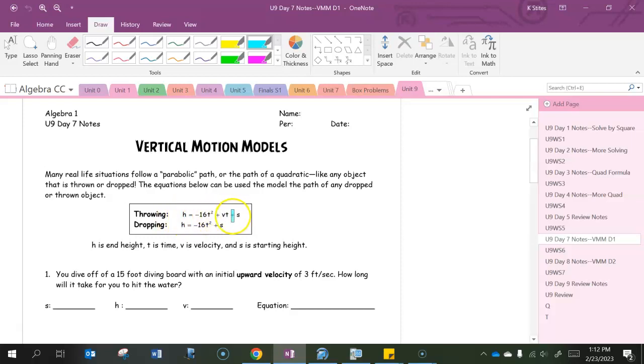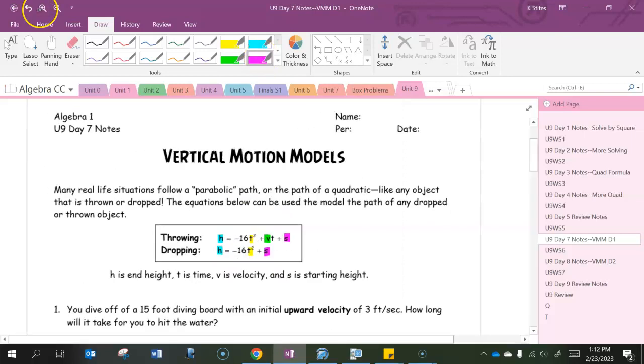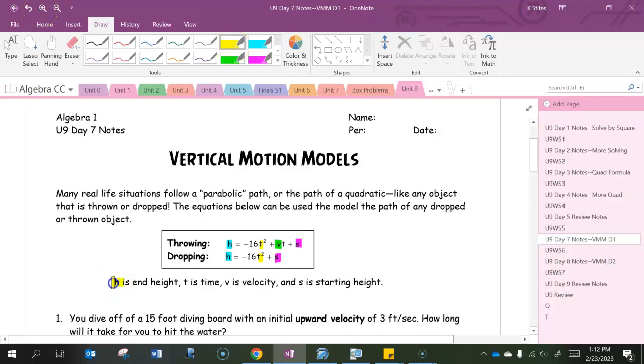In both of these equations, h refers to our end height, t refers to our time, v refers to our velocity, which will be positive if we are throwing something up and negative if we are throwing something down. And finally, S refers to our starting height, or the starting height of the object. And you can read all of that information right here.